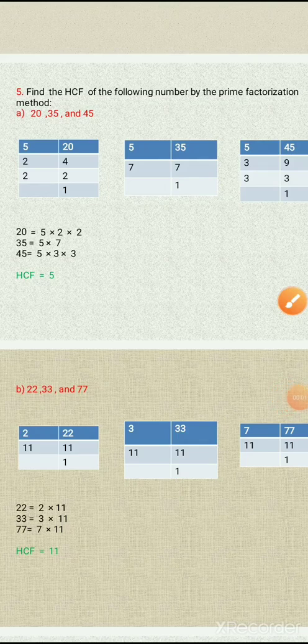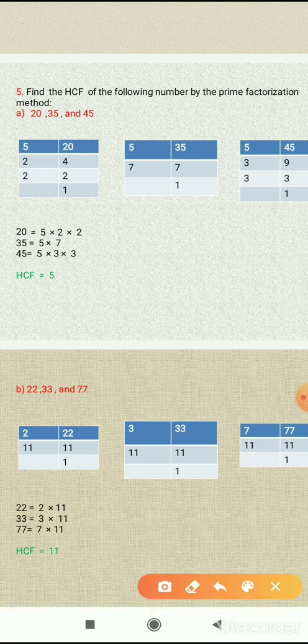Fifth question is find the HCF of the following numbers by the prime factorization method. So see number. Okay. First example is 20, 35 and 45. So first we will find prime factorization of 20.